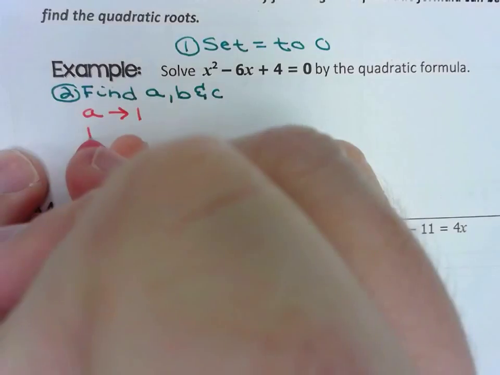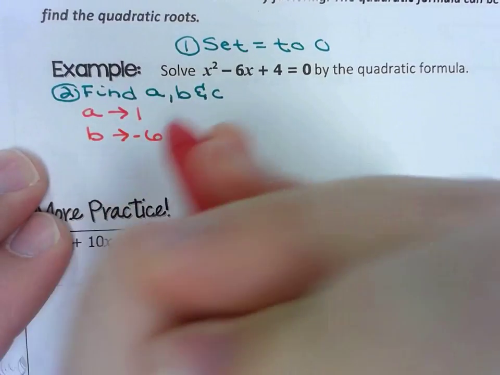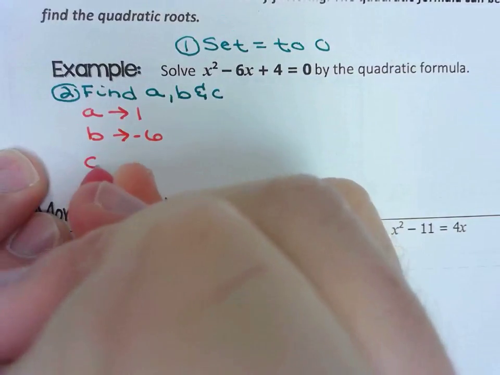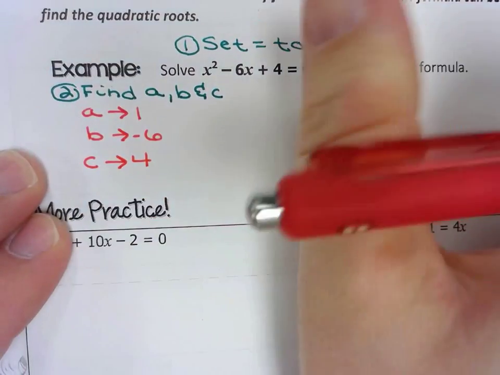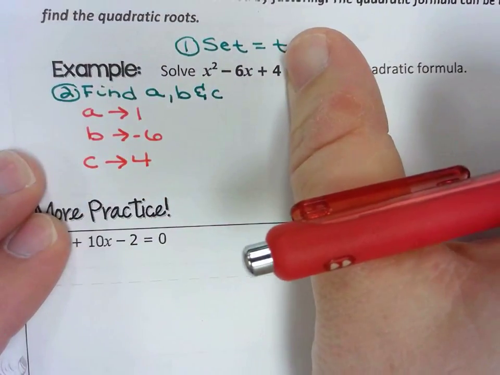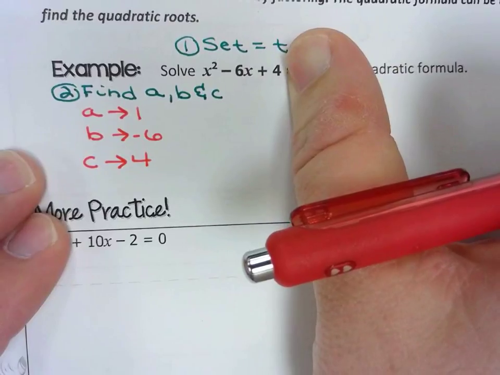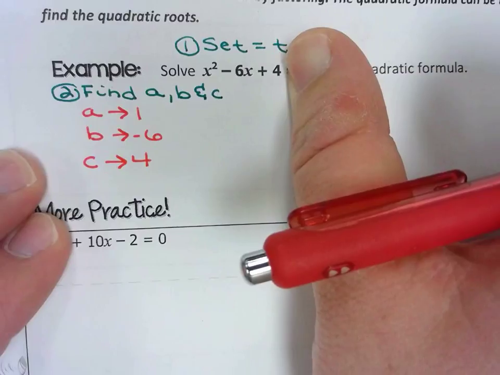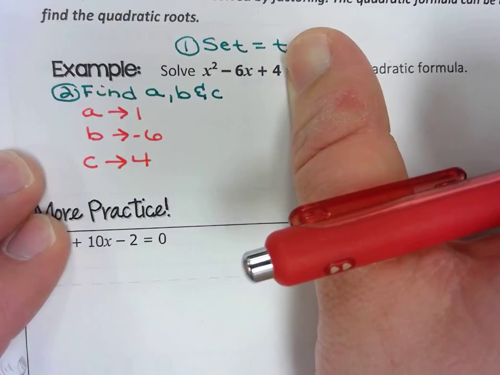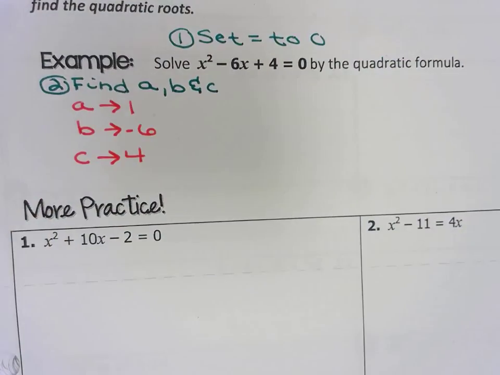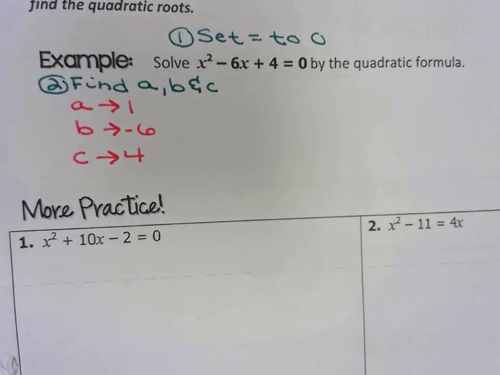My B value is -6, it's in front of the x, and my c value is 4. We ignore the equal 0, just like we did with factoring. A is the number in front of x squared, b is the coefficient, the number in front of x, so -6, and c is the constant, which means it's the number without an x or x squared. That's the second step. You've done it before, not too hard.